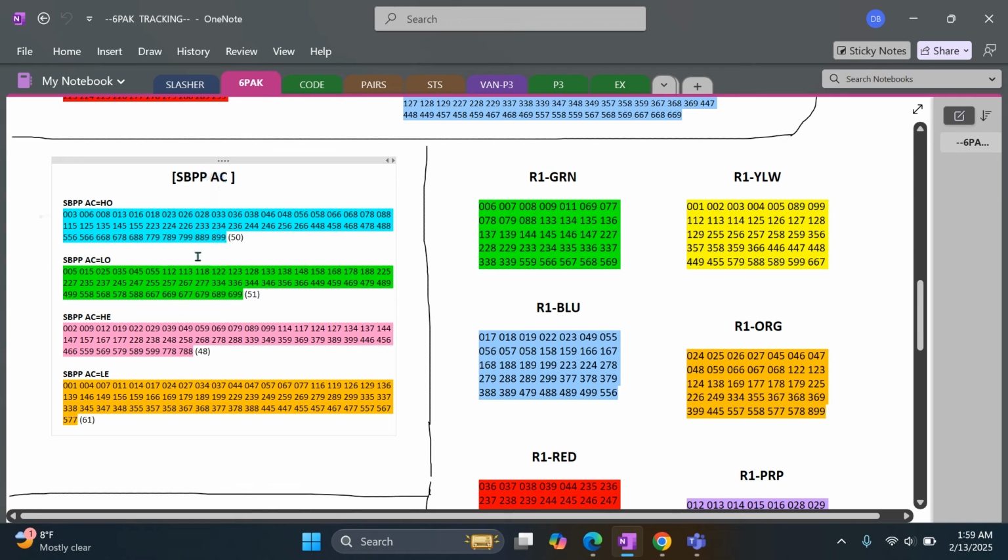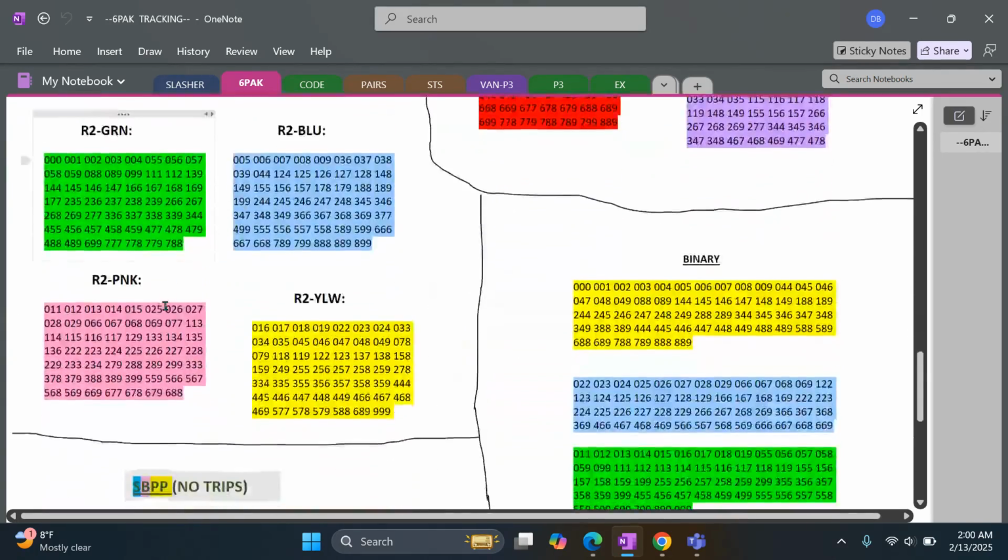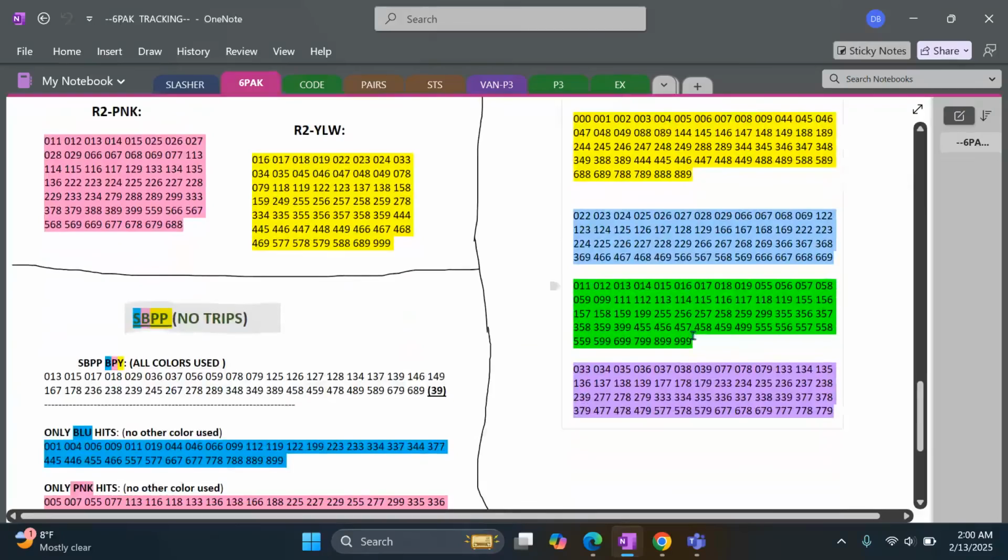The AC is really good because there's always a hit, unless there's a triple, I think. Other than that, there's always a hit, which is great. Because if you do my AB or the BC, sometimes you don't get hits, which sucks. So it's nice to always have something color coding wise. And this is R1. There's 6 of them in here. R2.